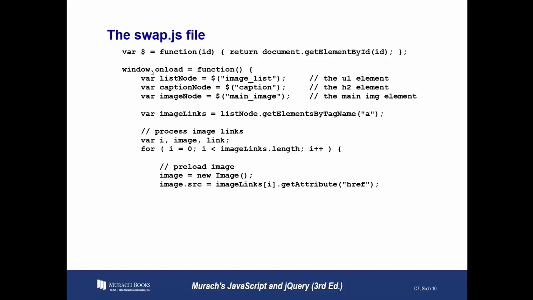The fourth element then creates an array of the anchor elements within the image list and saves it to a variable called image links. Then we've got a for loop that starts by preloading the images for us.